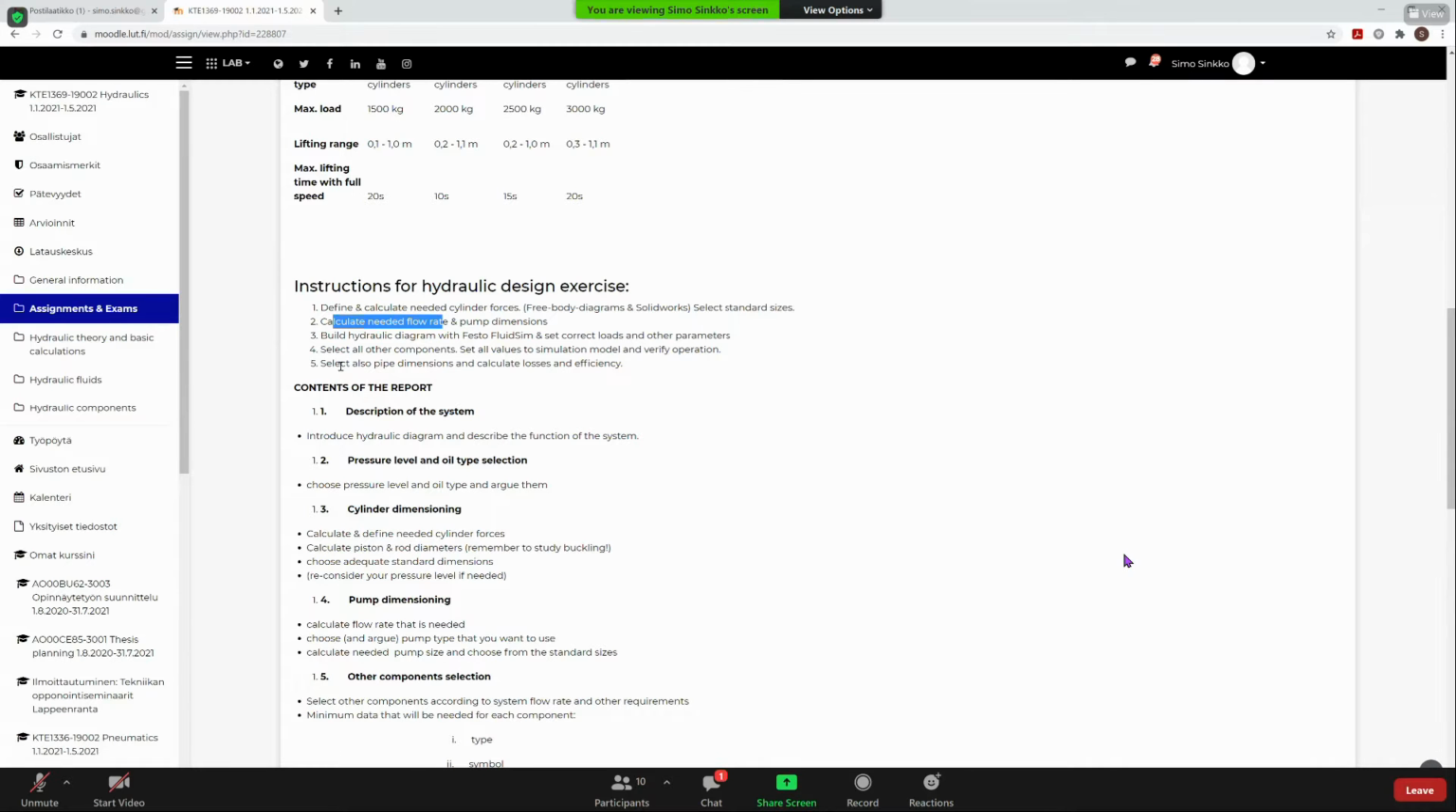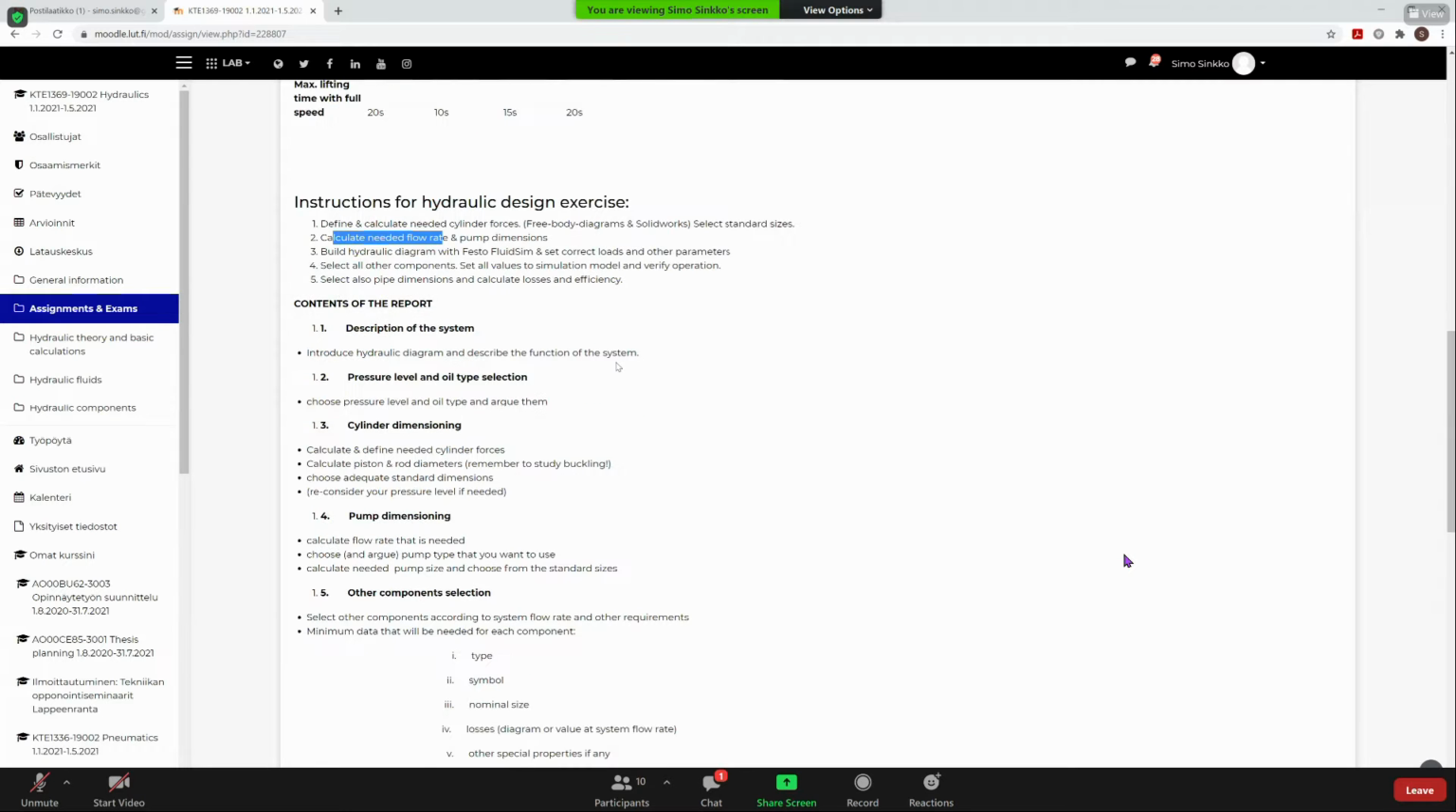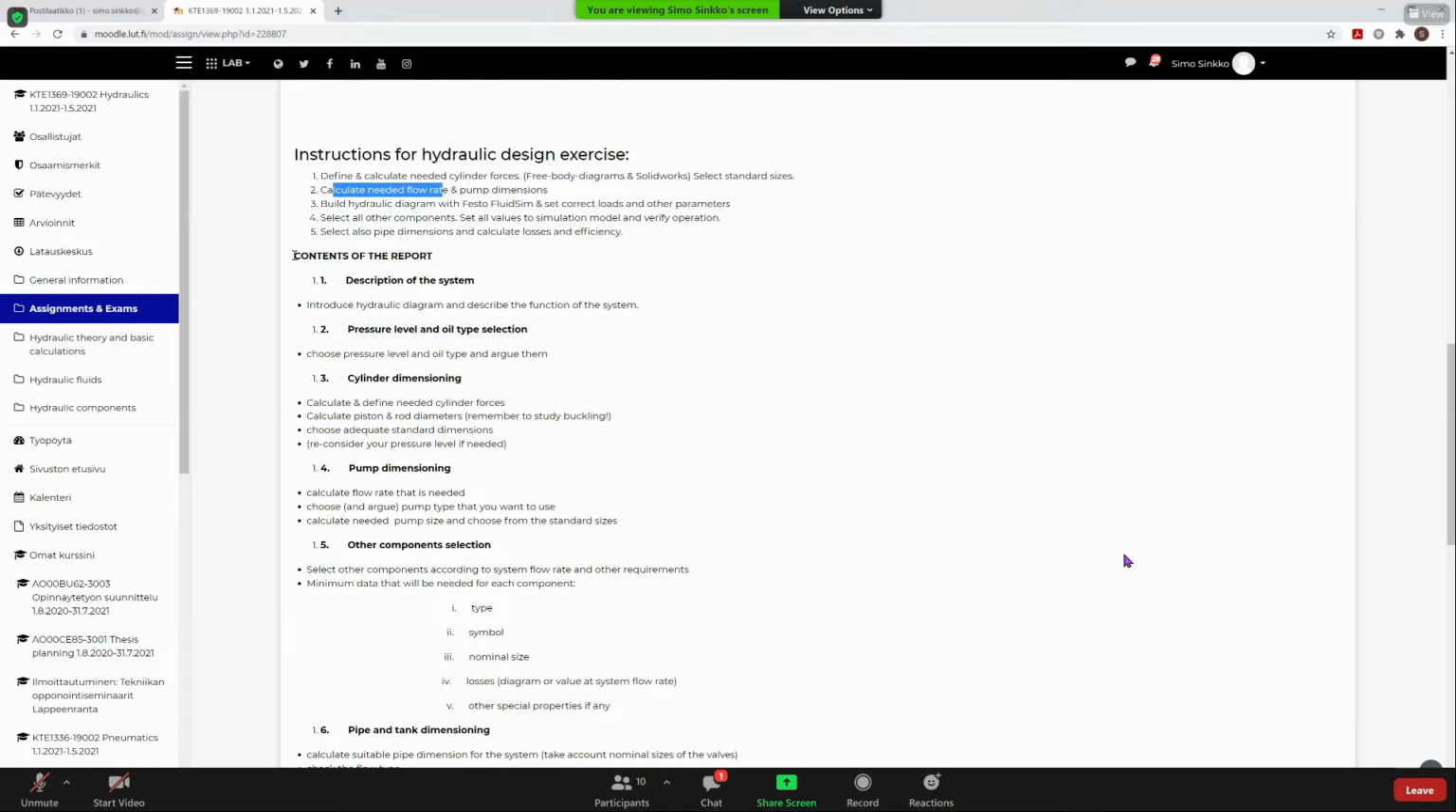Then you also have to dimension a suitable pipe size and calculate what the total losses of your system are and the total efficiency of the system. And I have also given the contents of the report for you.